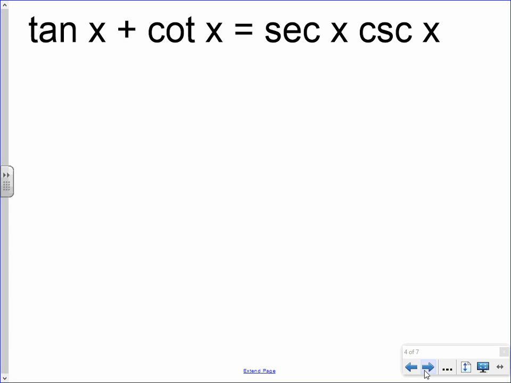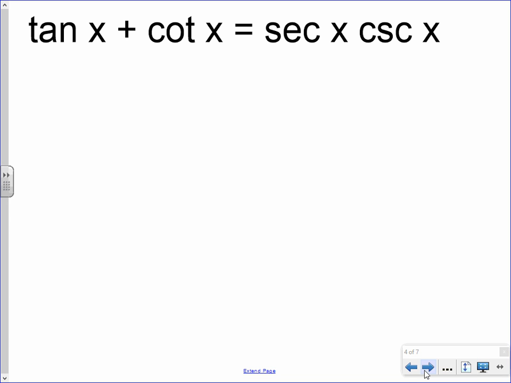Now, does anybody have a preference as to which side we start with, right or left? Charlene? Well, what I would do is I would go on both sides and I'd split the tangent and cotangent and secant and cosecant into the sine and cosine fractions using Pythagorean identities. Okay, good. So we have some suggestions, okay?